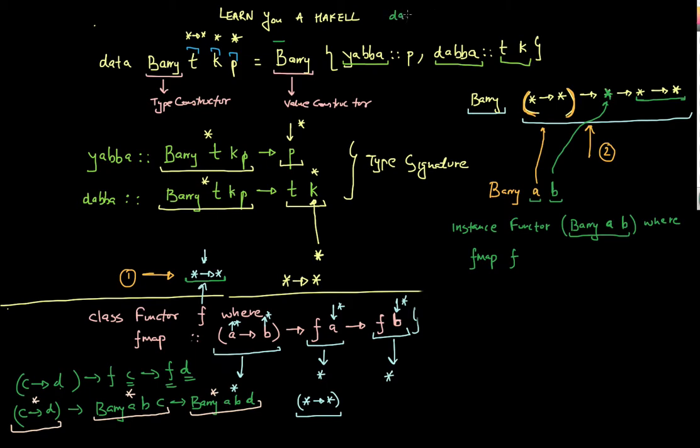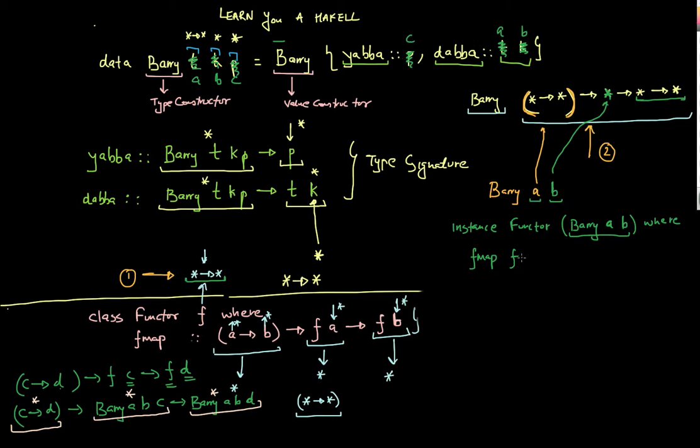let's rewrite this as data Barry, or you know what, let's just rewrite this on top of it. So let's do it this way. Instead of writing TKP, let's make this ABC, so it becomes a little bit easier. So now wherever I see T, I'm going to replace that with an A. Wherever I see a K, I'm going to replace that with a B, and wherever I see a P, I'm going to replace that with a C.